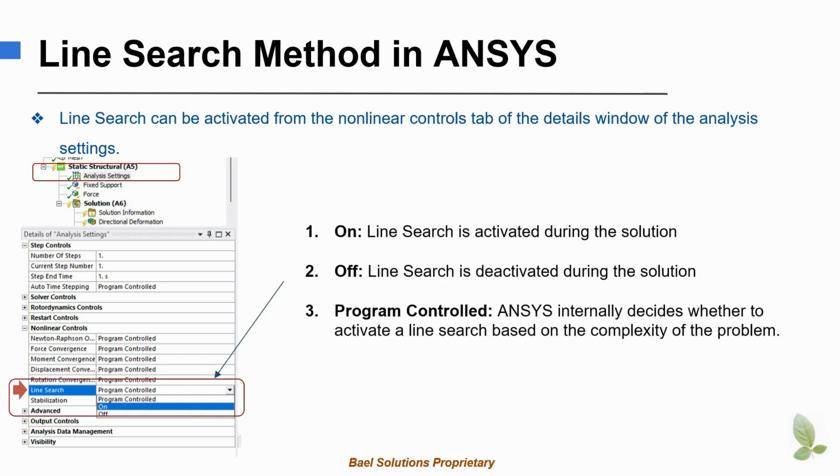1. On. With this option, line search is activated during the solution. 2. Off. Line search is deactivated during the solution. And 3. Program Controlled. ANSYS internally decides whether to activate the line search based on the complexity of the problem. This is the default ANSYS setting. ANSYS default settings work well for most problems. However, certain highly nonlinear problems may require activation of the line search.